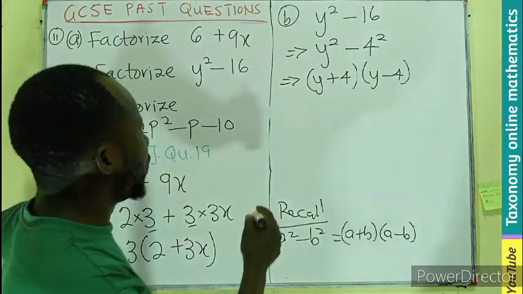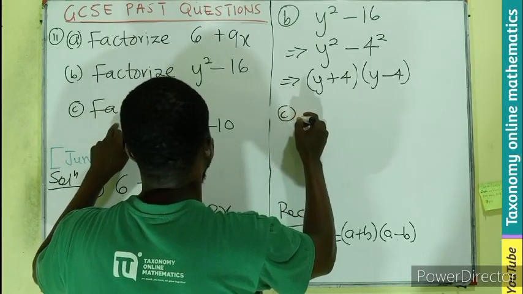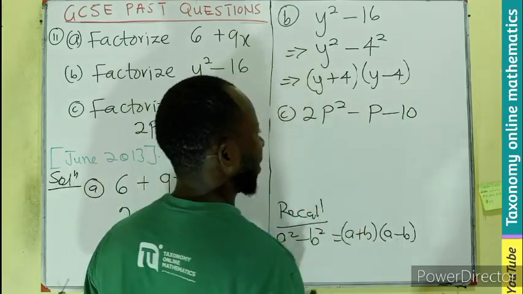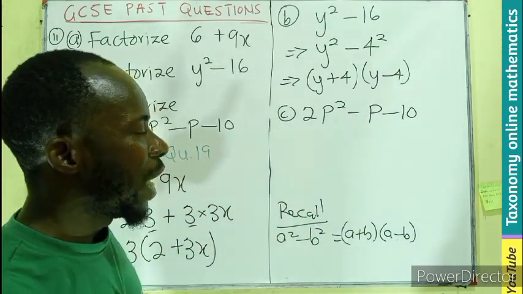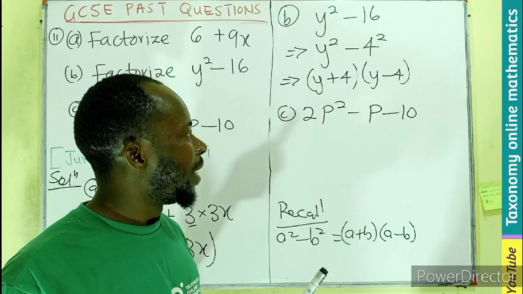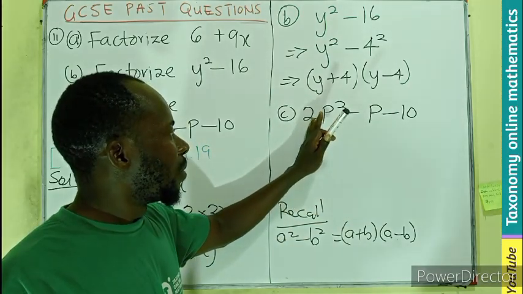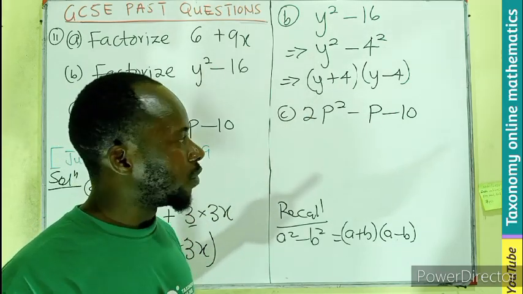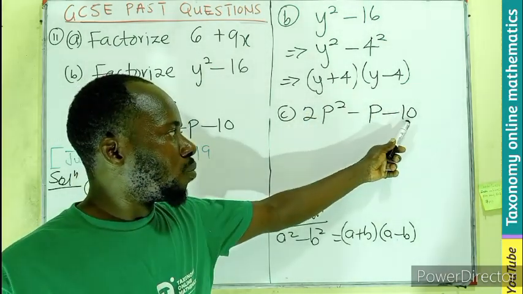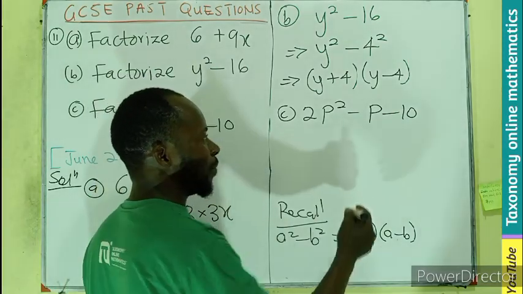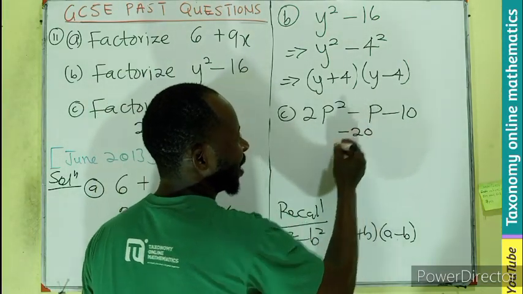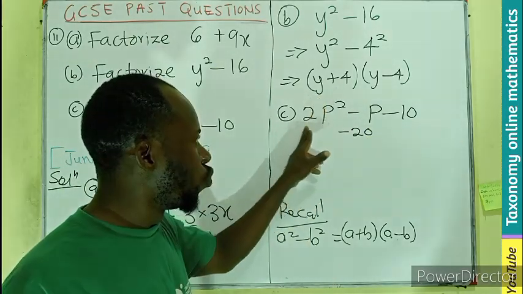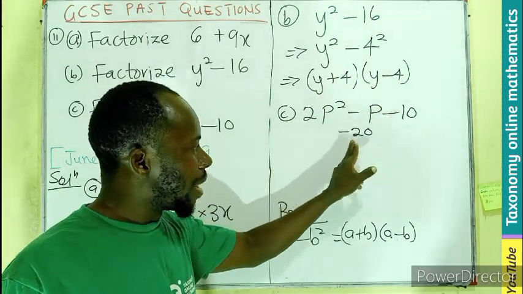Alright. Then if you pick the c, I am seeing 2p squared minus p minus 10. This is also a quadratic trinomial. It's having 3 terms. We are having a 2 before the unknown quantity squared. So we use that 2 to multiply the constant term. So I'll be looking for factors of negative 20. How do we get a 20? 2 times minus 10 is minus 20.